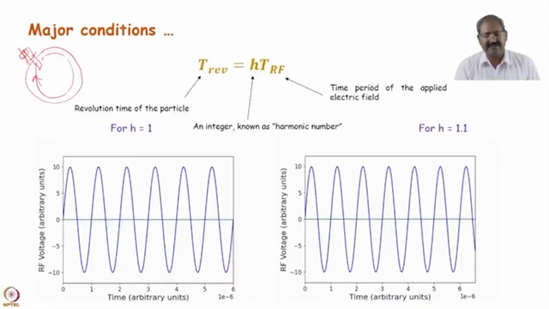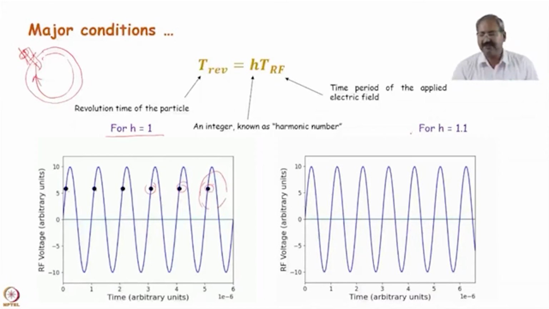So let us take an example which is shown in this movie for h equal to 1, meaning when the revolution time is exactly equal to the RF time period. The particle reaches here. Every time, on every turn, the particle comes here and comes here, meaning there is no change in the phase. And if this is the correct field, meaning in this polarity of the field the particle is accelerating, then it will get acceleration on each passing.